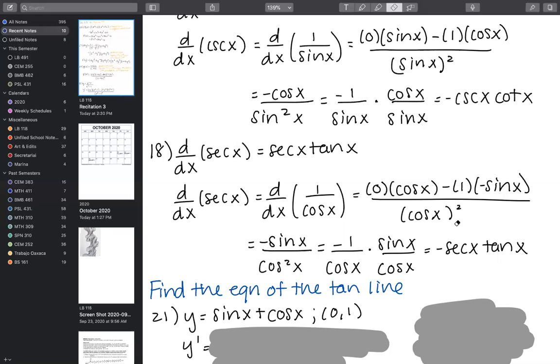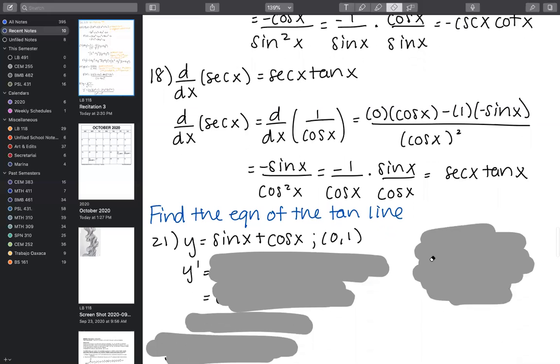Anyways, it shakes out to be this. I even made the same mistake that I was talking about. Anyways, moving on to the next one.